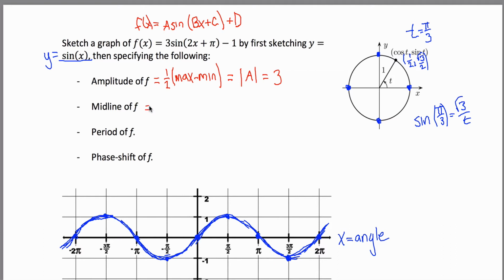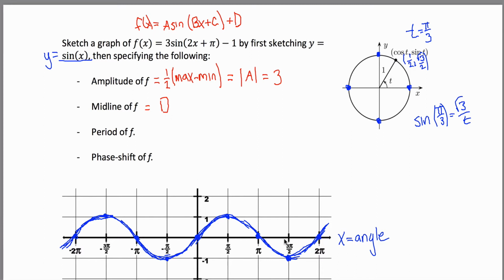Midline. Midline of F just describes this middle that I kind of referred to already. The midline of this graph that's pictured here is 0. The average height, if you want, loosely speaking, is 0 here. How could I define midline in terms of these different letters? Well, it turns out that it's just D. Whatever D is the midline, which sort of makes sense.